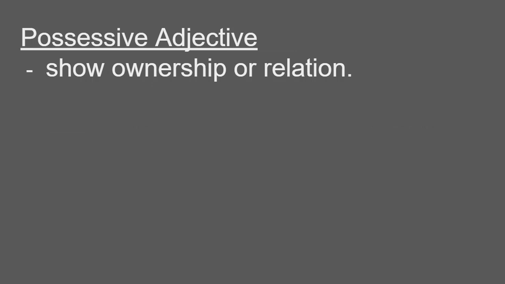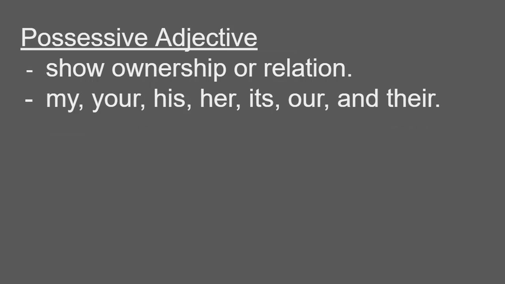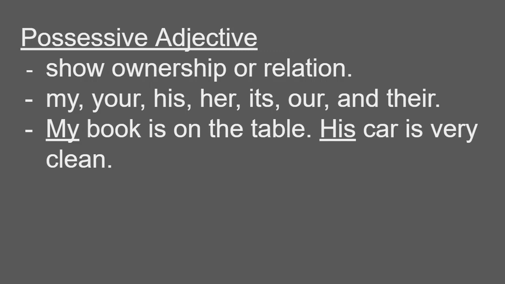Next is possessive adjective. You also saw possessive pronouns in the pronoun tutorial, and here is possessive adjective. Possession will be used as an adjective. As usual, possessive shows ownership or relation, like my, your, her, its, our, and their. Let's see some examples. My book is on the table. His car is very clean.